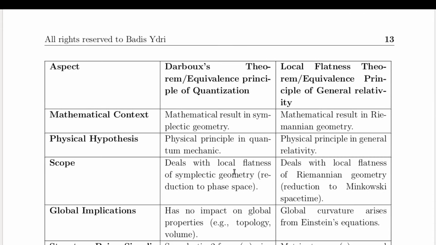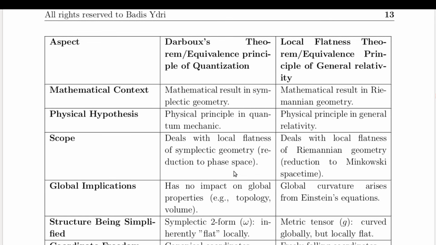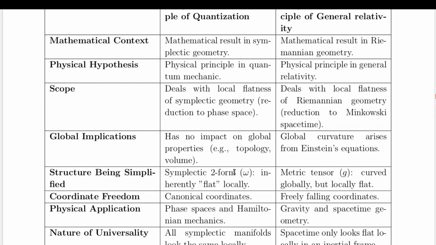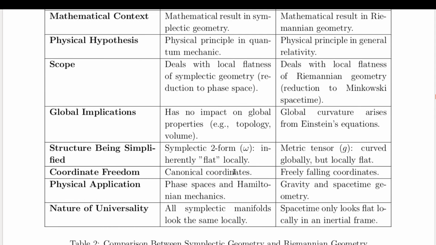Similarly, Darboux's theorem guarantees that any symplectic manifold, regardless of its global complexity or topology, is locally flat in the symplectic sense. This means that locally, the symplectic structure of any system simplifies to the standard phase space structure, with no local invariance to distinguish one symplectic manifold from another. This universal flatness is what makes the symplectic form so powerful. It is inherently consistent and free of local geometric complexities.